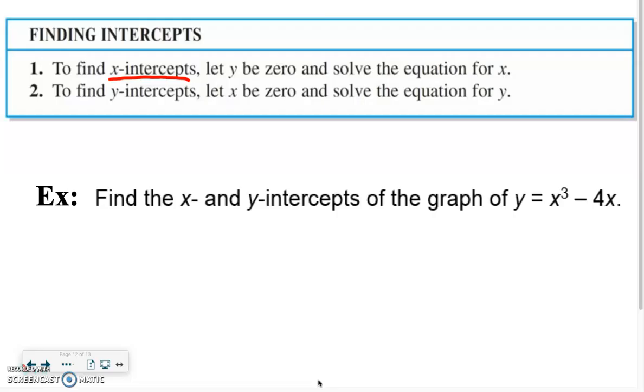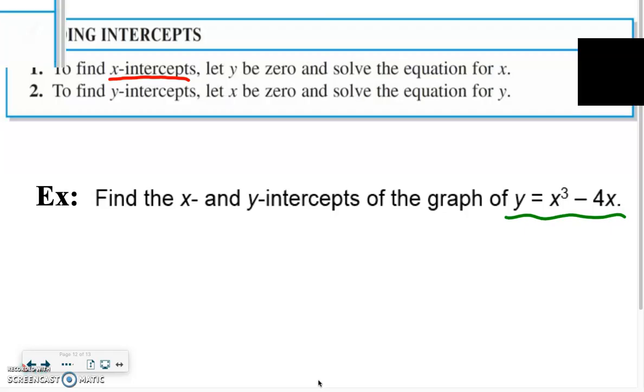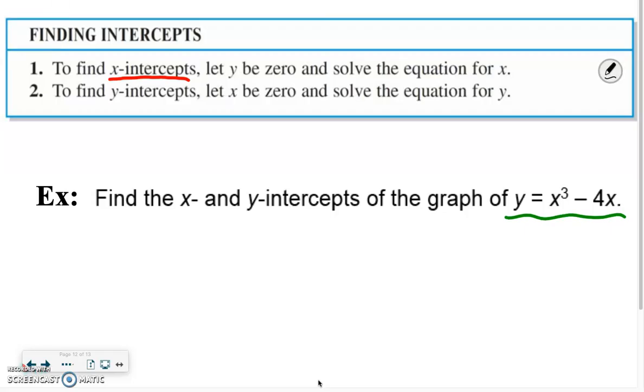So here in our example, we want to find both the x and y-intercepts of the graph of y equals x cubed minus 4x. Should we do the easy one first? Yeah, let's do the easy one first. Let's find the y-intercept. So what that means is that we're going to let x equal 0.